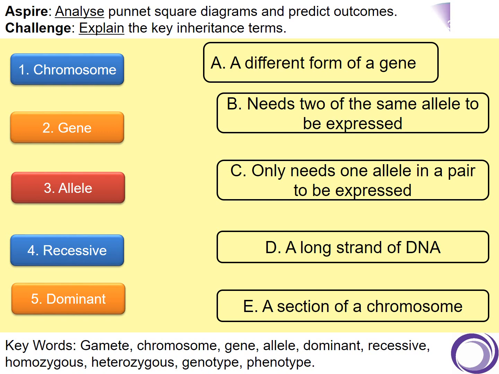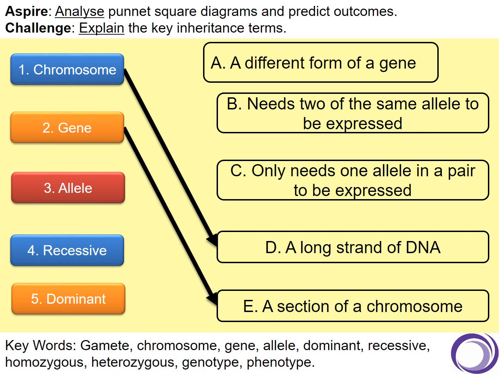Okay, you've probably had enough time. So number 1, chromosome then, matches a long strand of DNA. Do you remember from previous slides, chromosomes are made up of DNA. So a chromosome is a strand of DNA. A gene is a short section of a chromosome. So if you broke a chromosome up into smaller sections, you would have genes. An allele is a different form, sometimes called a different version of a gene.